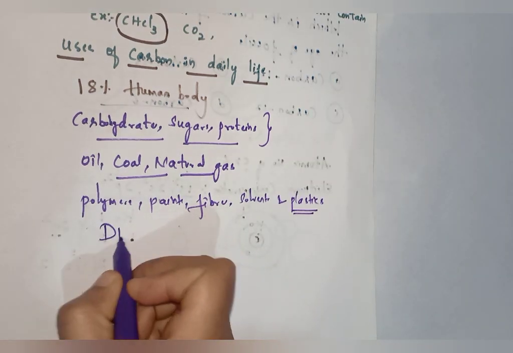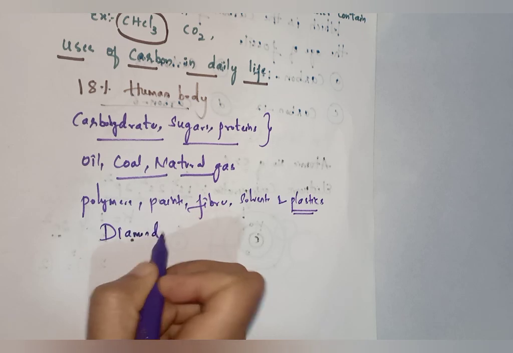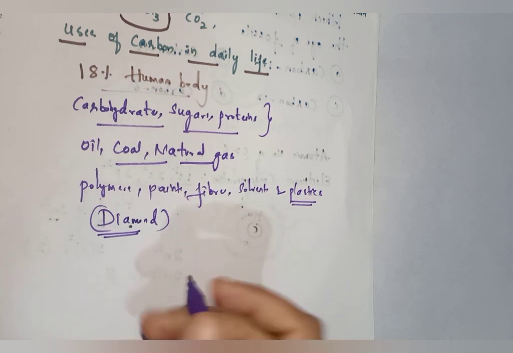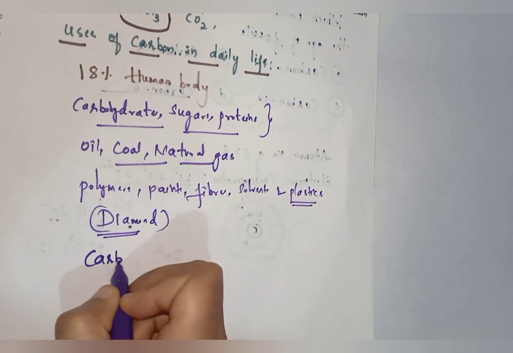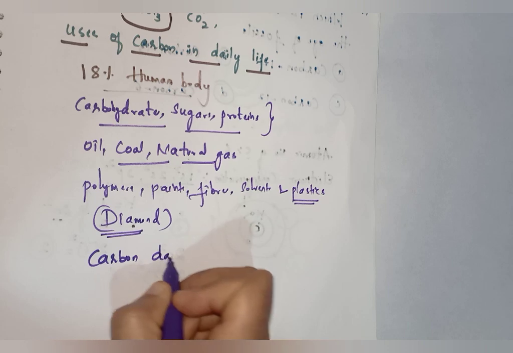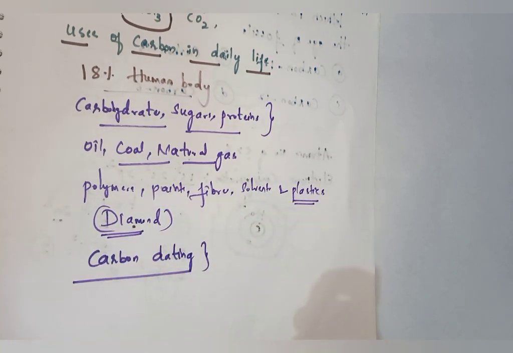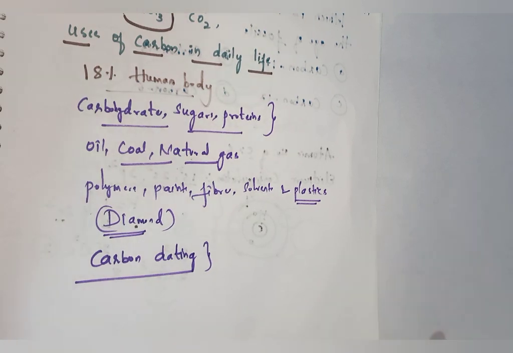One of the forms is diamond. We all know the use of diamond. Here comes an important topic, that is carbon dating. Carbon dating is done by scientists to measure the age of things. For example, the age of fossils can be determined by carbon dating.